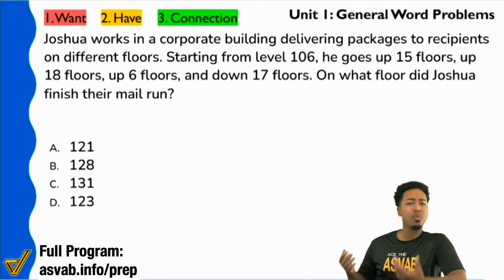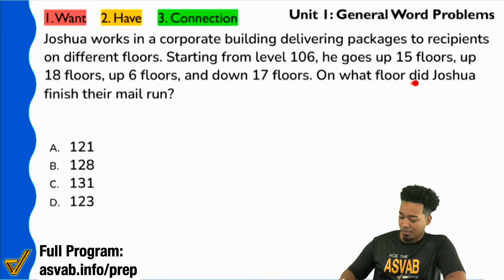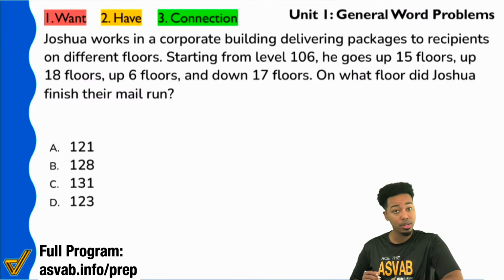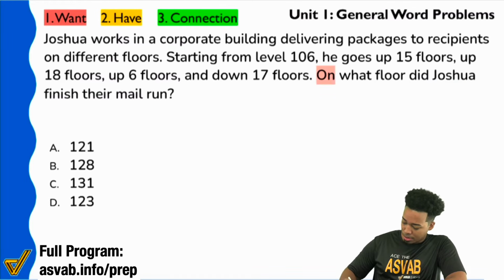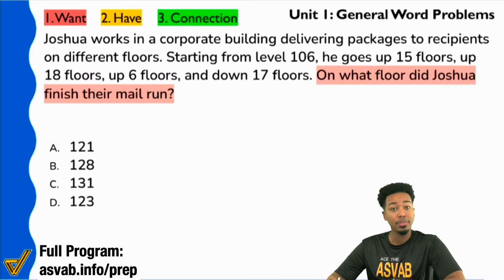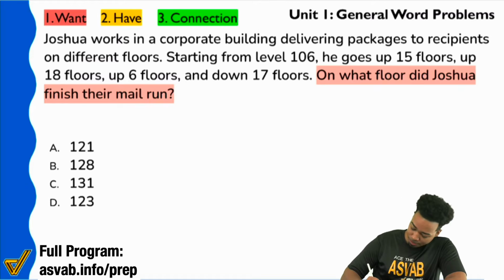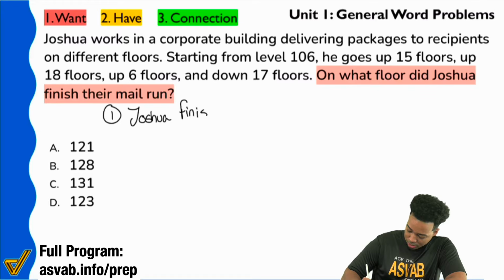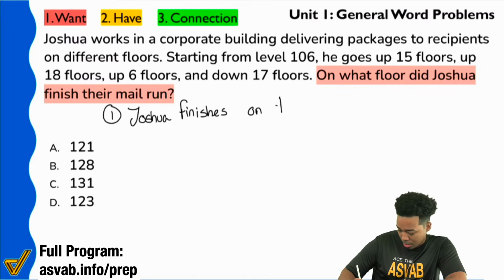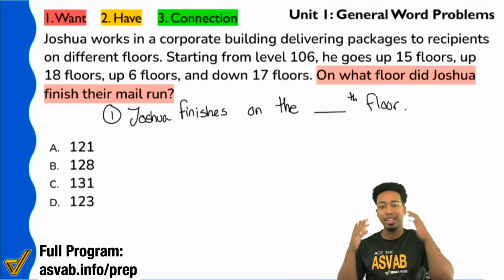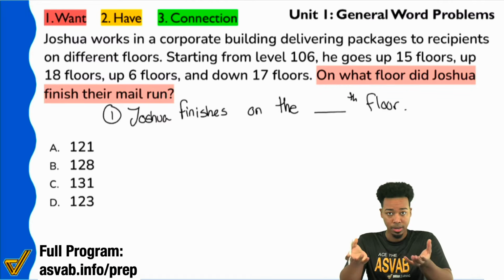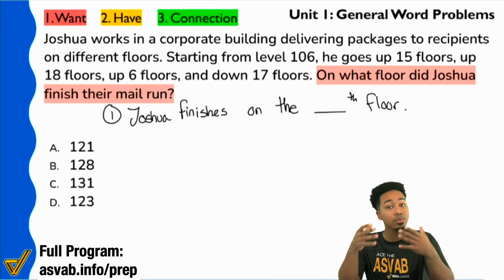First step, as always, read the question sentence. Right here it says, on what floor did Joshua finish their mail run? Sounds good. So let's just go ahead, bam, right there. That's what we want. That's the first thing that we should be looking for. Why does any of this matter? So, boom, step 1. Joshua finishes the mail run on the blank floor. You know, it's always good practice to write that down or just say that in your head to make sure that you know when you're done. Because there are going to be a lot of different numbers being thrown at you, and you want to know that you're good to go because you know what the numbers mean.